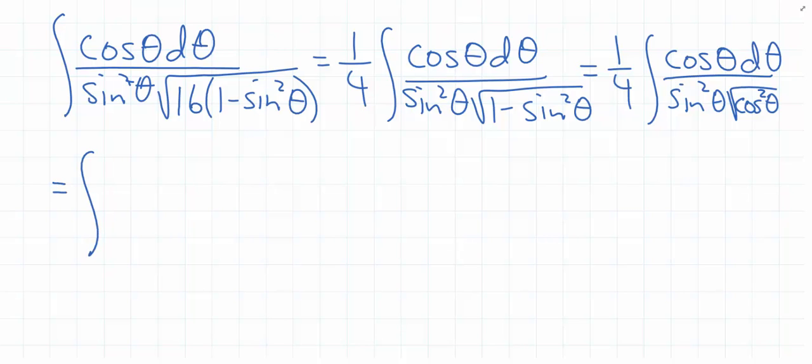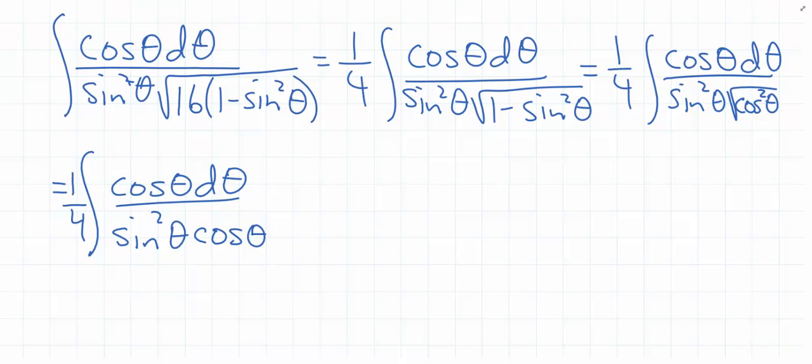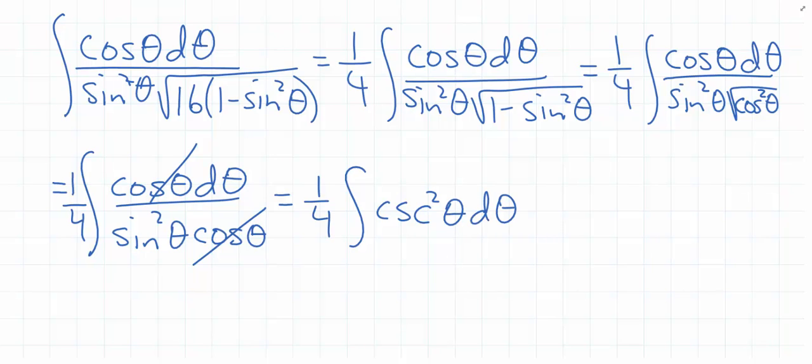So what we're going to have is 1/4 cosine theta d theta. And on the bottom, notice we have sine squared theta cosine theta. Look at this, that cancels. And now we have 1/4 times 1 over sine squared theta. Wasn't that cosecant squared? Now we know what the antiderivative of cosecant squared theta is, right? Isn't it negative cotangent? So look what we have here: negative 1/4 cotangent theta plus c. It's negative because the derivative of cotangent is negative cosecant squared, but we just have a positive cosecant squared.